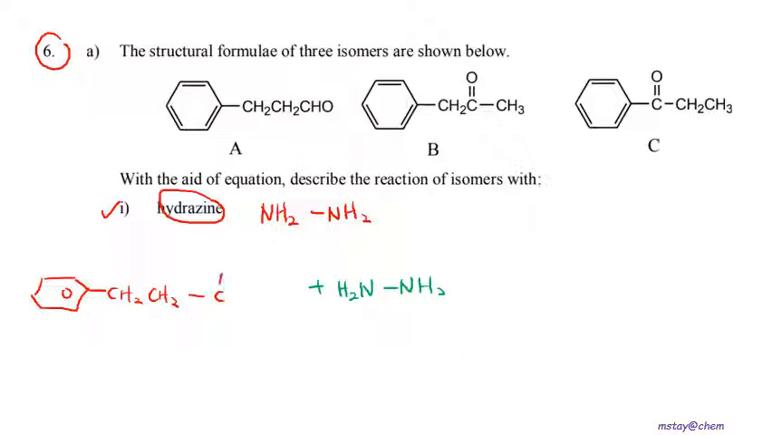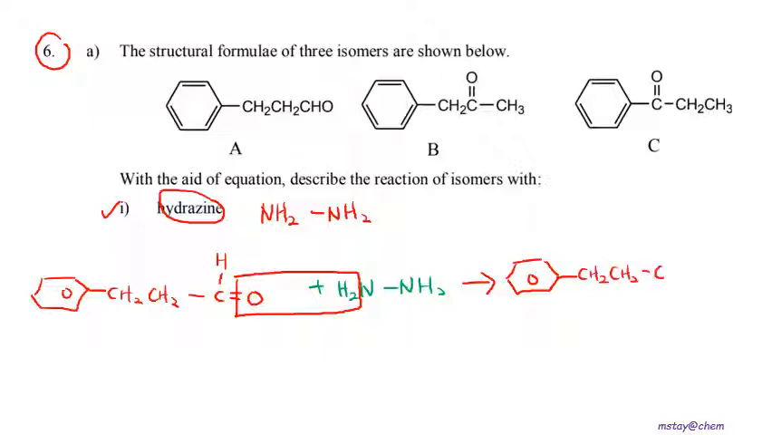So this one will be hydrogen and then double bond O also. As usual, we know that the carbonyl compound will lose the O, and the hydrazine will lose the H2. So we end up with this structure: benzene ring attached to CH2, CH2, C double bond H, and then connected to nitrogen, and then NH2. So this one is for A. Now we proceed to B.